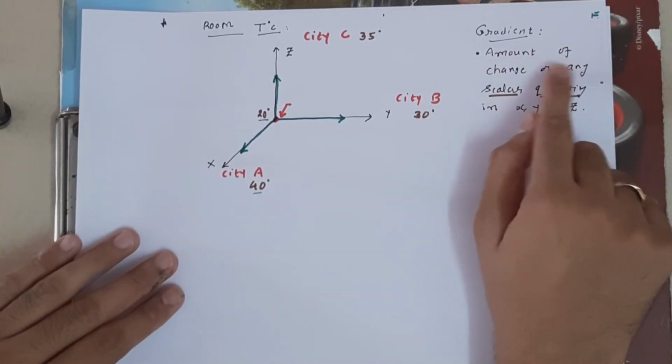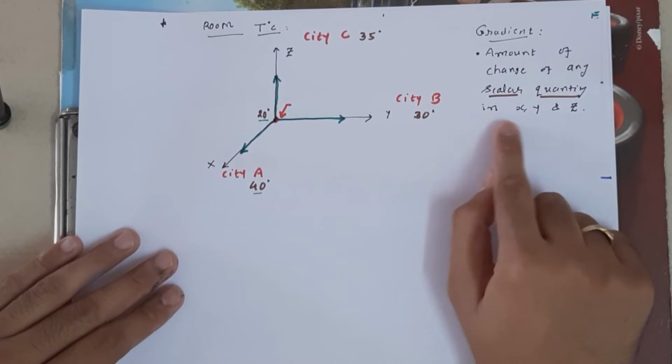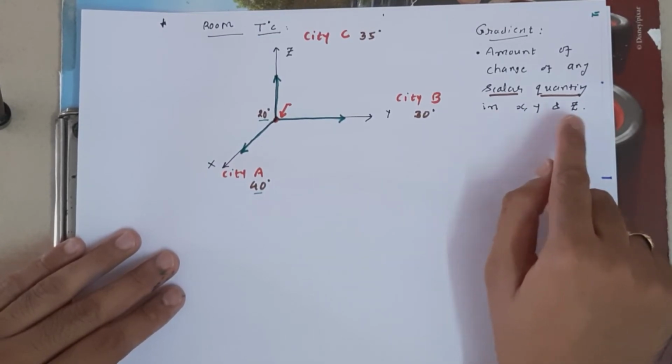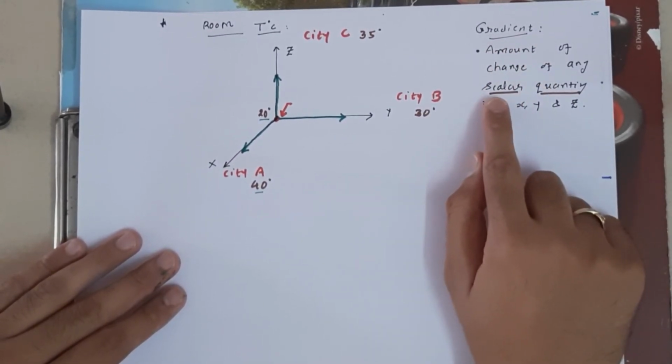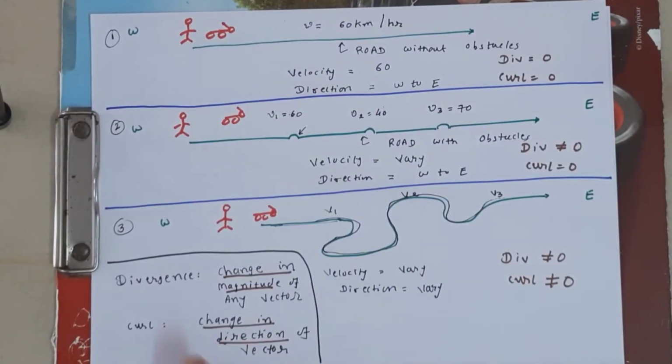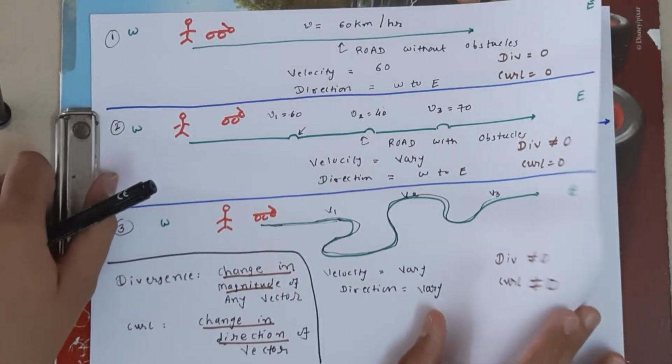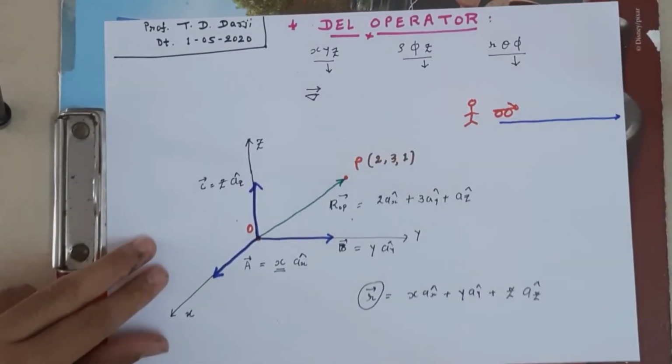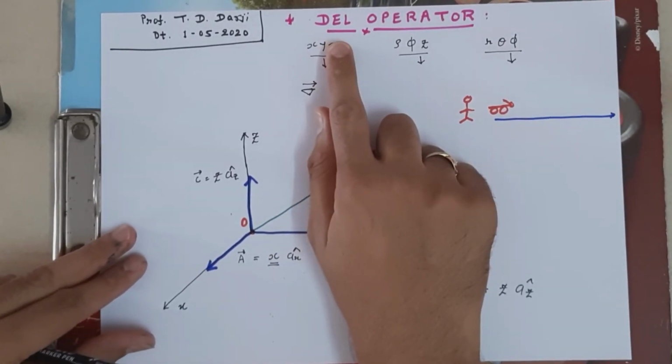Gradient means how much amount of change of any scalar quantity in x, y and z direction. So whenever we have to deal with gradient, we have to take a scalar quantity, and for divergence and curl we have to take a vector quantity. Okay, now we have to jump to our main topic. Our main topic is the Del operator.